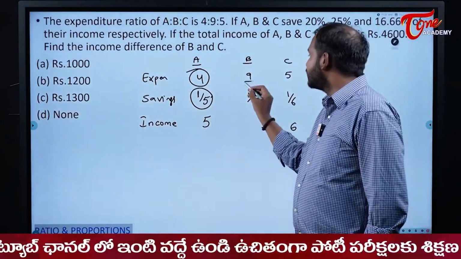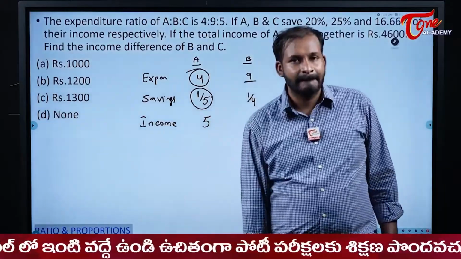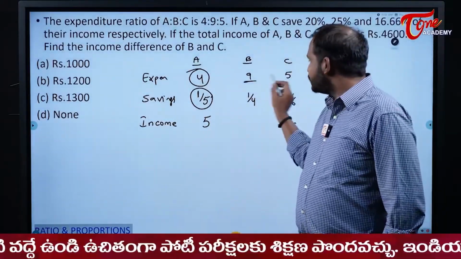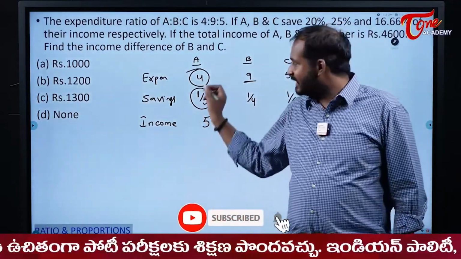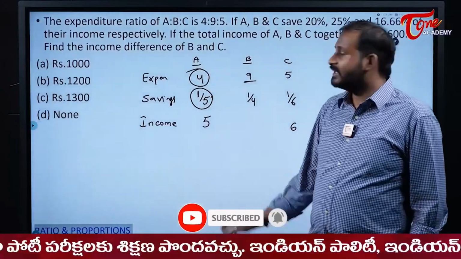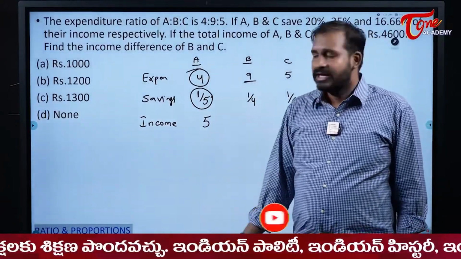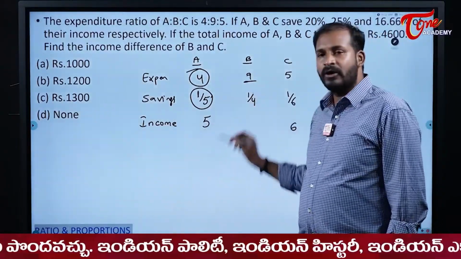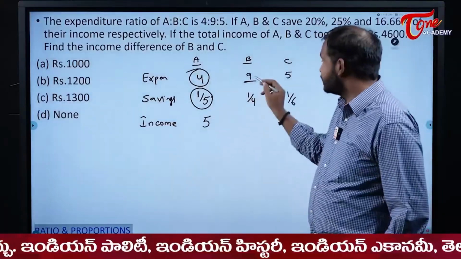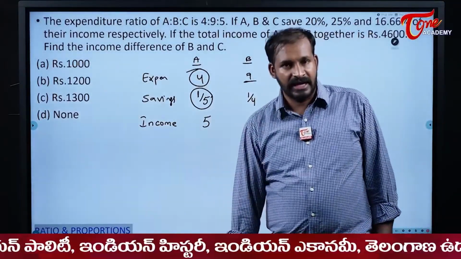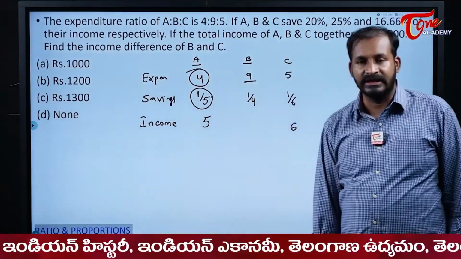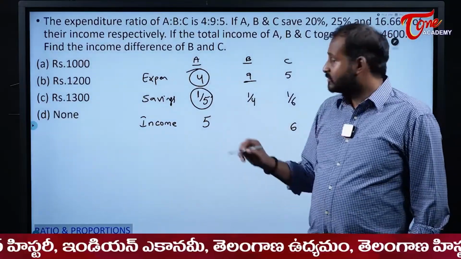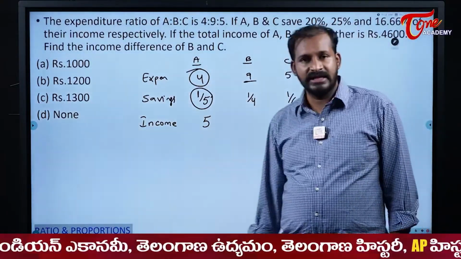But what they have given us in the question is 9, right? For this 2 there is no problem for us. Luckily they have given us the same values. But in the case of B, his expenditure should be how many? 3 parts. But that 3 parts is given as what here? 9. So to avoid this, how can this 3 be written as 9 usually?